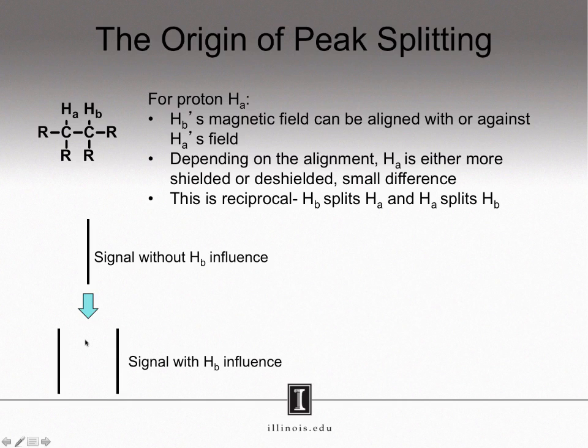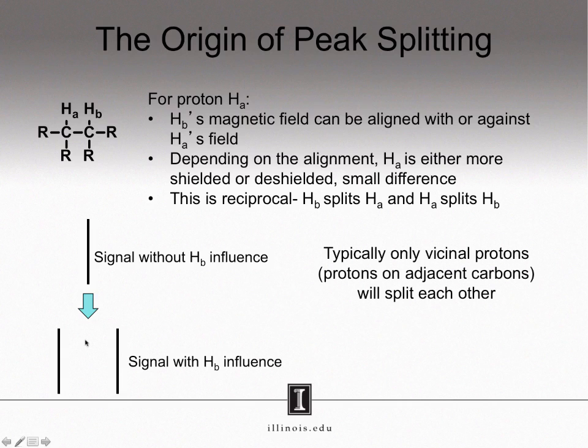How close does a proton have to be in order to split another proton? Typically, although there are exceptions, only vicinal protons, in other words, protons that are on adjacent carbons, will split each other. Here, HA and HB are vicinal. They are on adjacent carbons, therefore they split each other. As you might expect, labile protons tend to not follow this rule. Usually, labile protons do not cause splitting and are not split themselves, even if they are vicinal to other protons.